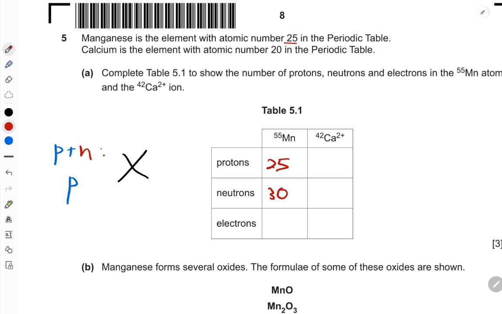Now, since it is neutral, the proton number and the electron number must be the same, right? Now, calcium 42, the number below is 20.